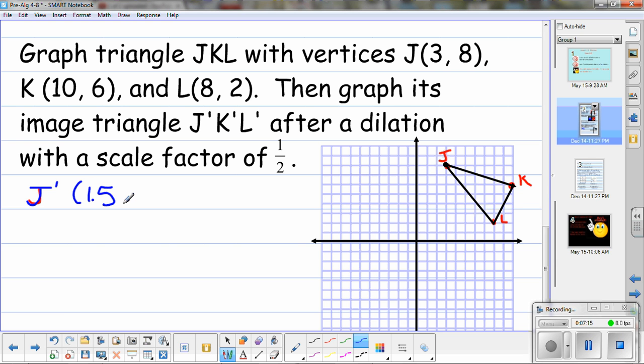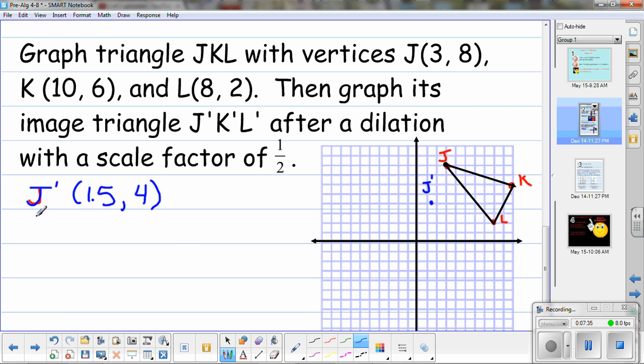And 8 times 1/2, or half of 8, is 4. So I'm going to go to the right 1.5, so that's between 1 and 2, and then up 4, and put a point. I'm going to label that J prime. All the new image points have that little prime symbol.